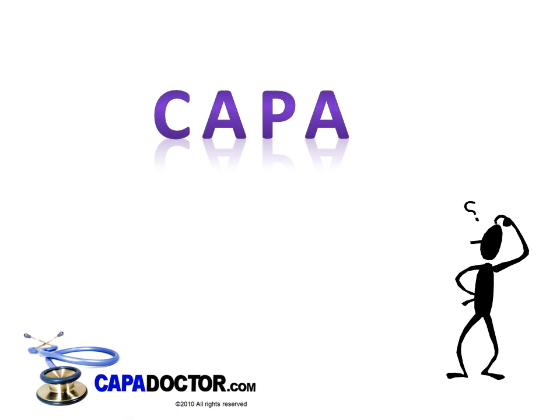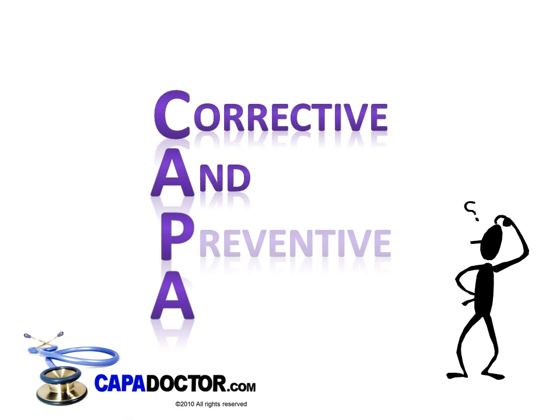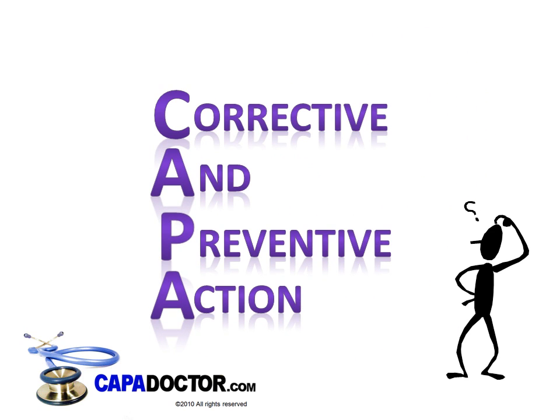CAPA is one of the most critical processes in a quality system. Almost all quality regulations and standards, including the International Organization for Standardization, also known as ISO, and the Code of Federal Regulations, as enforced by the FDA, require a CAPA system. CAPA, of course, stands for corrective and preventive action.